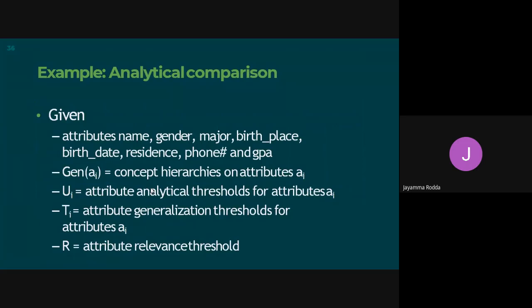So here, what are the attribute names that are given? Gender, major, birthplace, birth date, residence, phone number, and GPA. So here, these are the attributes. We can say variables. We can say this is AI, UI, TI, and R. Each of them will have a specific importance. So, what are we doing here?